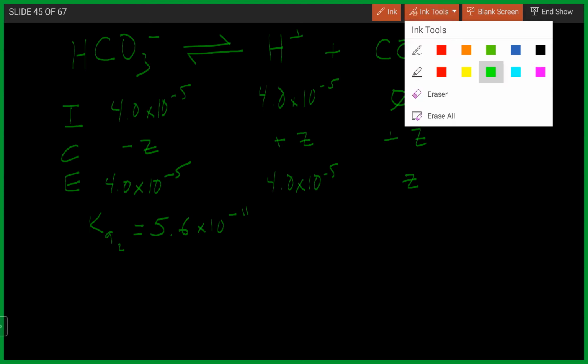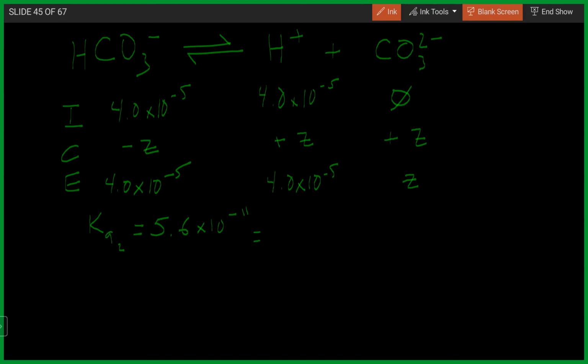So if we think about what we're going to have here, we can set this equal, so that's our equilibrium constant. We'll have products over reactants. So we'll have 4.0 times 10 to the negative fifth times z. And then on the bottom, we'll have 4 times 10 to the negative fifth. So what we're going to see here is those are going to cancel. And we're going to see z in this case is just going to be equal to that second equilibrium dissociation constant. So it's just going to be equal to 5.6 times 10 to the negative 11. So we're going to get a very, very small amount of that carbonate ion actually being produced here.